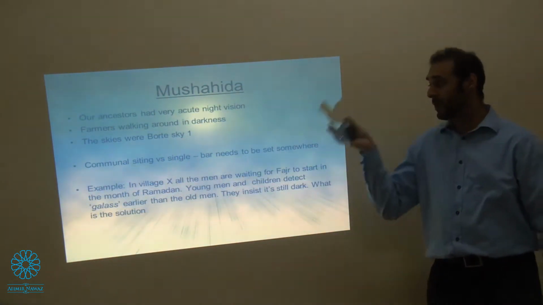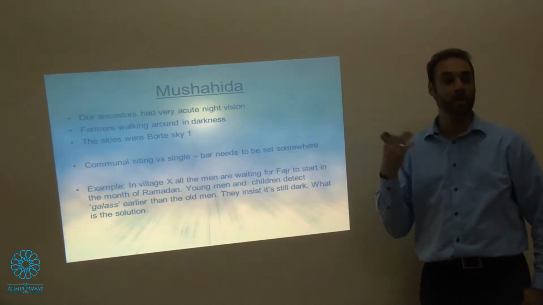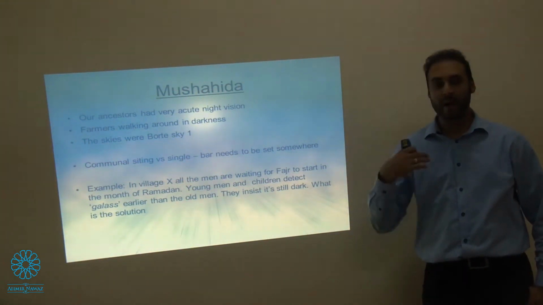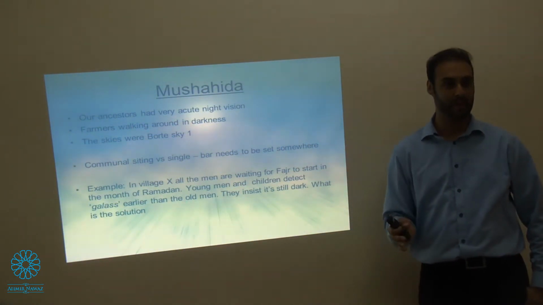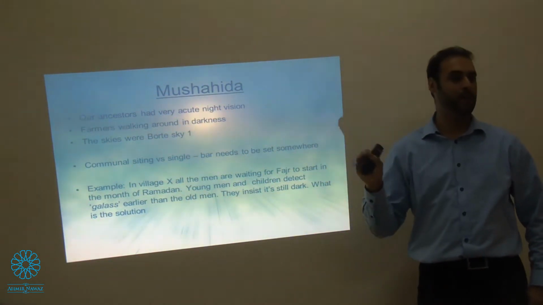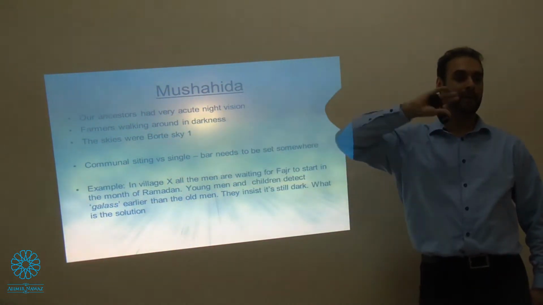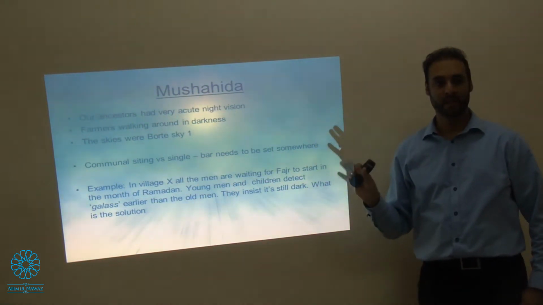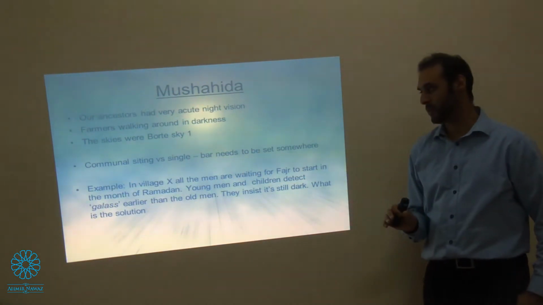Now for Mushahadah, what's very important to understand is our ancestors had very acute night vision. I remember in Pakistan, in the village, I used to walk around in complete darkness with farmers, and I never knew where I was going, but they could see where they were going. And the skies in Pakistan are beautiful. You could see thousands of stars, and you could see the Milky Way. You could make out all the major constellations. I had no problem seeing anything. And these guys, on total moonless nights, when it's very, very dark, could see where they were going.